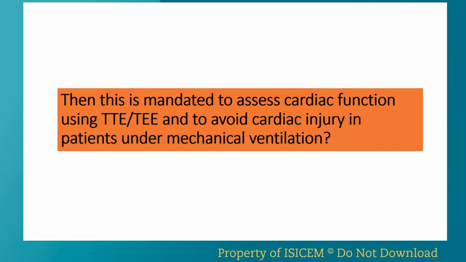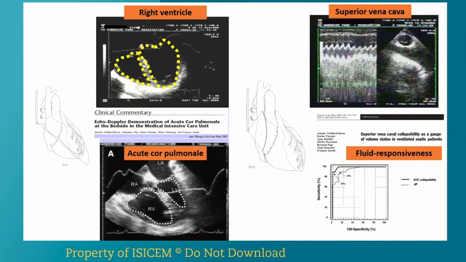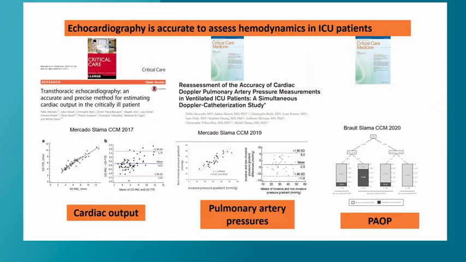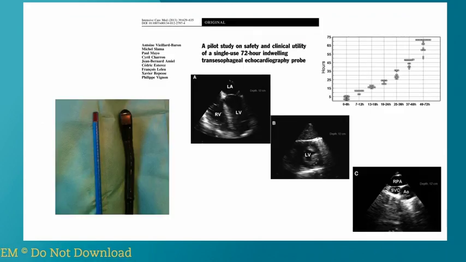And then if you accept that, how to assess this cardiac effect of the mechanical ventilation? By using transthoracic echo and TOE, a transesophageal echo. It's possible to assess the left ventricle and the right ventricular function. You can assess the presence of fluid responsiveness. With Pablo Mercado, we demonstrated that a transthoracic echo is very accurate to assess the cardiac output, the pulmonary artery. And with Clément Brou, we demonstrated that it is possible to assess the PAOP. So using echo, which is very accurate, you can have a real hemodynamic tool to assess the effect of the mechanical ventilation on the heart.